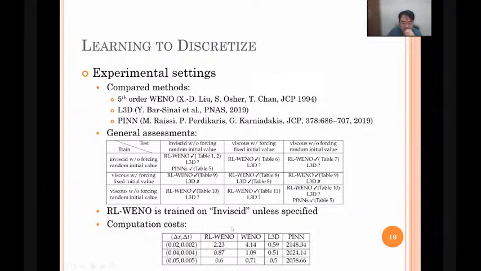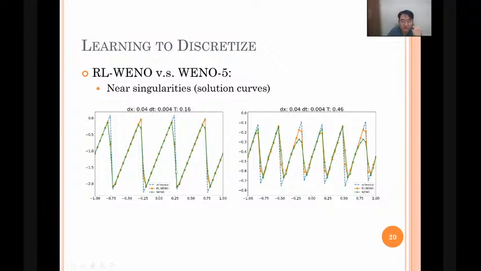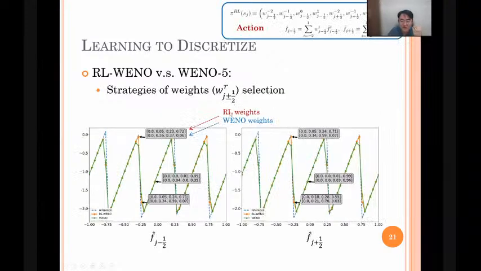And this is a comparison of the computational speed. This is a demonstration for classical WENO versus the RL-enhanced WENO scheme. The RL-enhanced WENO scheme does better near singularities, which are those kinks that you see. If you look at the weights the RL selected at inference versus the WENO weights, you can see that they're actually quite different, in both sharp regions and smooth regions. We couldn't interpret why this is the case.